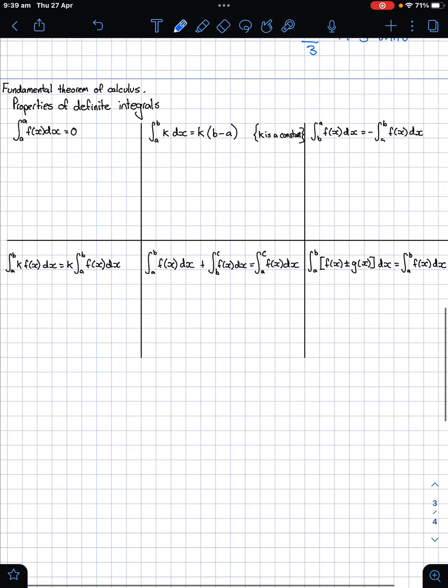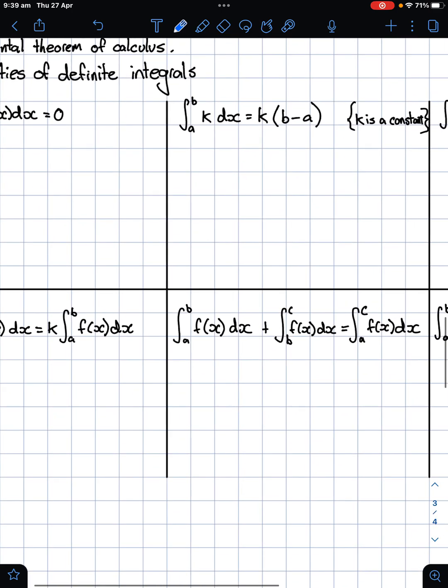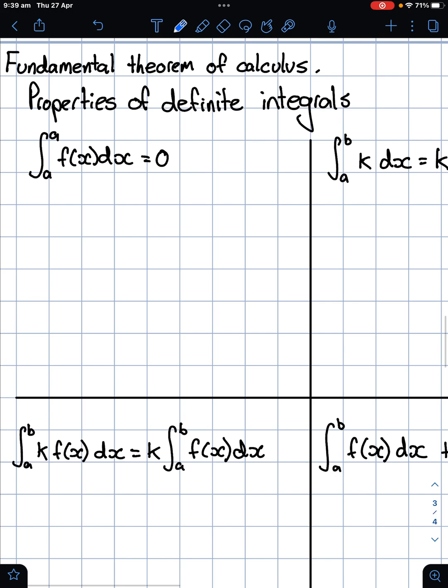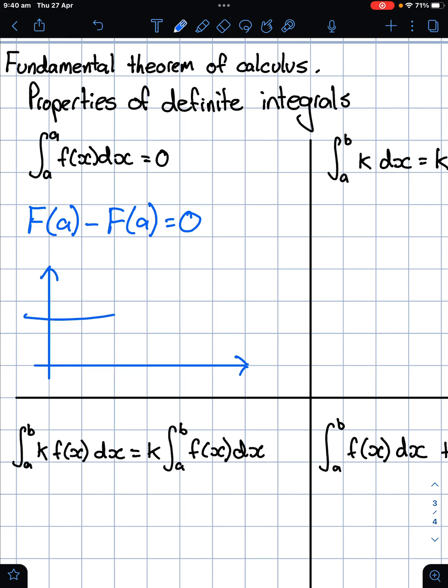Now I'm going to keep rolling through. These are some of the properties of definite integrals using the fundamental theorem of calculus. This one here, if we have the same bound, is going to be f of a minus f of a, which is just going to equal 0. If we were thinking of it geometrically, if I have a function here, the area has no width. So that's why this one always equals 0. You can't have an area under a curve if the bounds are in the same place.